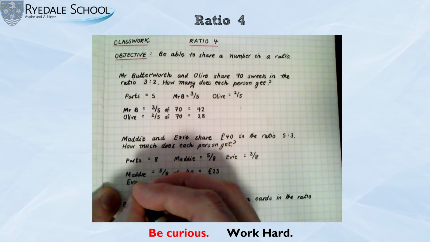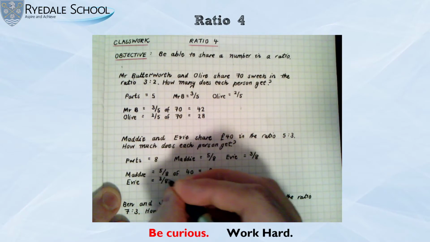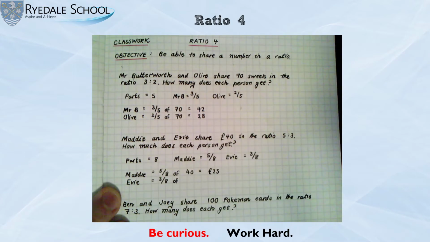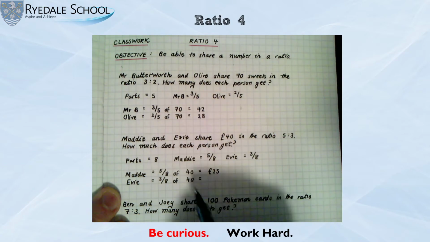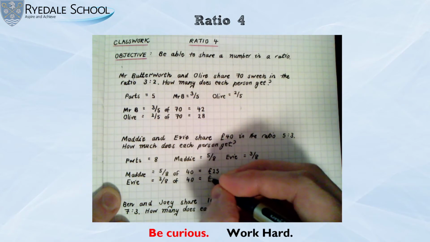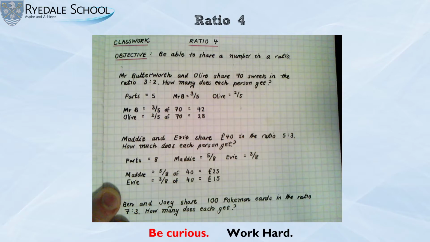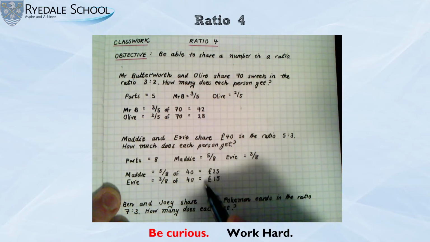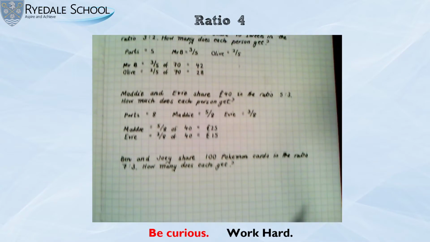And then for Evie, it is 3/8. So 3/8 of £40 is 40 divided by 8 is 5, times 3 is 15. And again, you can see with that little check that those numbers add up to £40. So a nice little way of convincing yourself things are going well. Okay, third and final example.